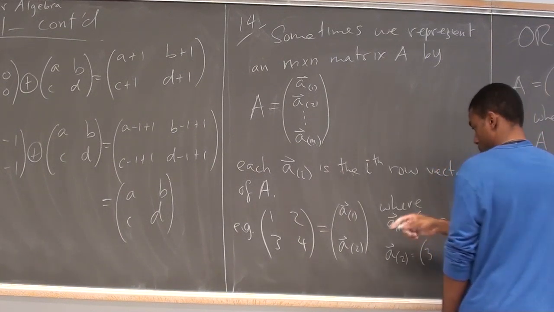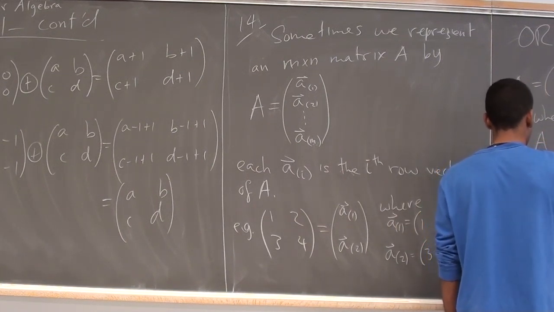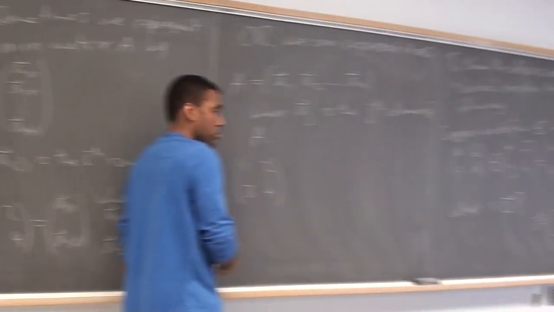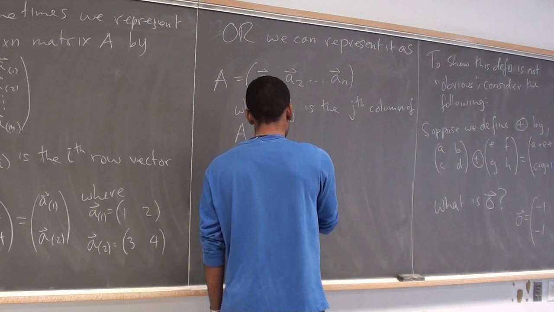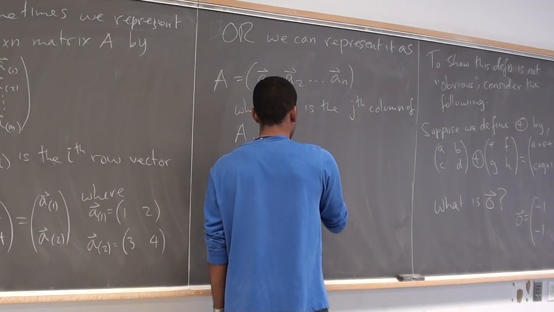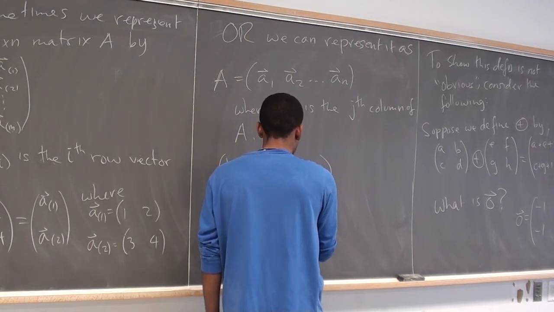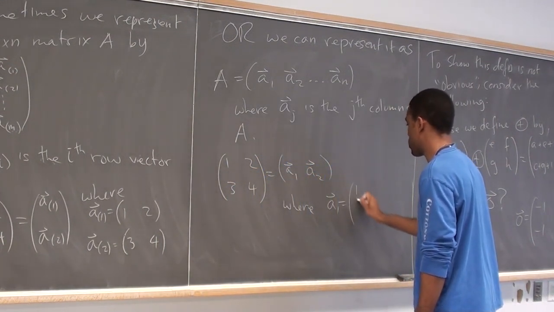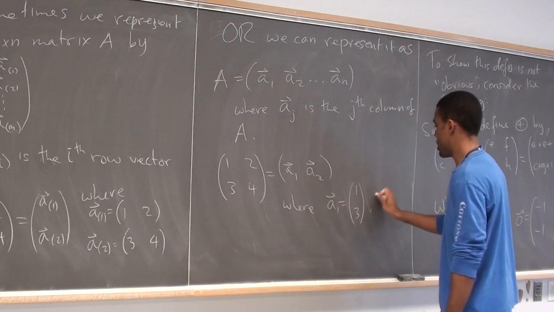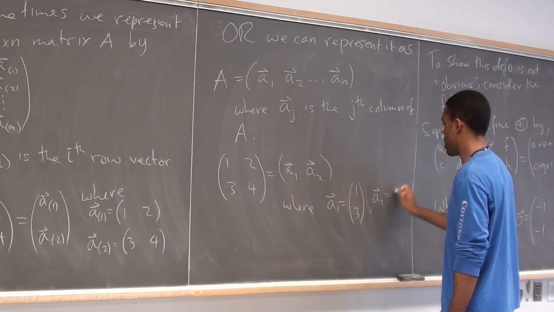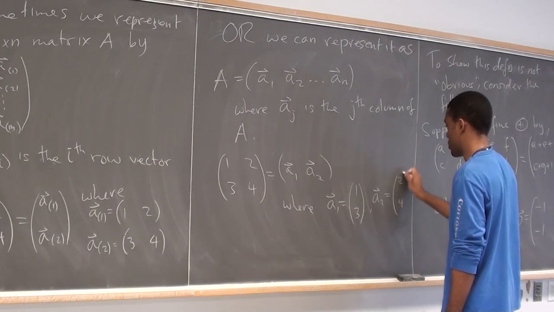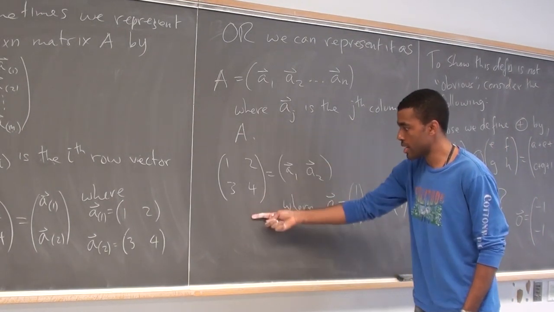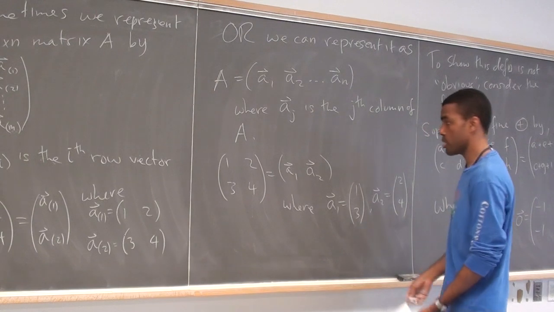So in other words, for this same example, 1, 2, 3, 4, I can just decide to represent this guy in terms of its columns. I can just call this represented by A1, A2, where A1 is the column matrix 1, 3, and A2 is the column matrix 2, 4. So I just called this guy A1, called that guy A2, and I can represent the matrix that way.